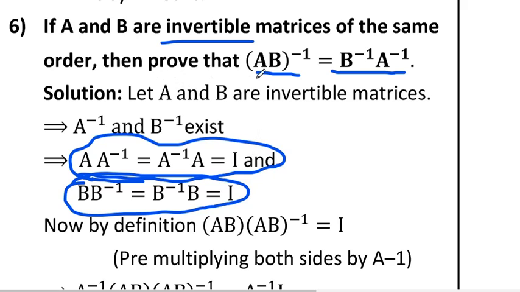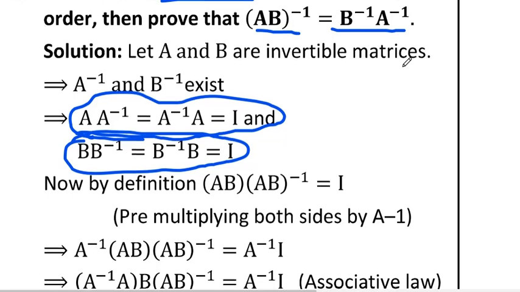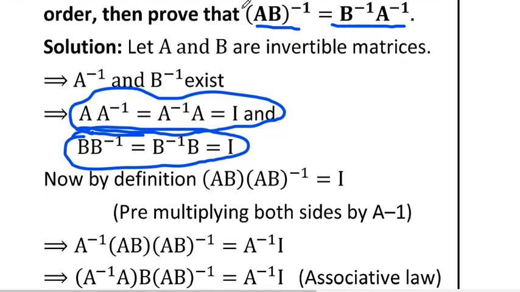Now you have to show that AB inverse equal to B inverse into A inverse. Start like this. AB inverse means inverse of AB, and let us take the multiplication of AB into AB inverse. Now AB into AB inverse is equal to the identity matrix, because if you multiply the inverse of the matrix with the matrix you will get the identity matrix. But you have to show that AB inverse equal to B inverse into A inverse.